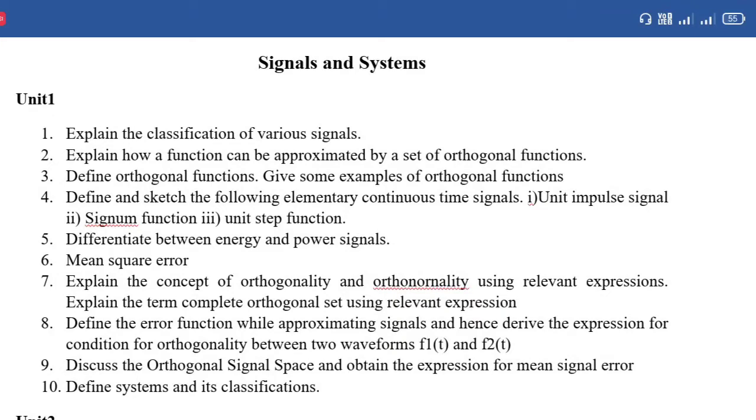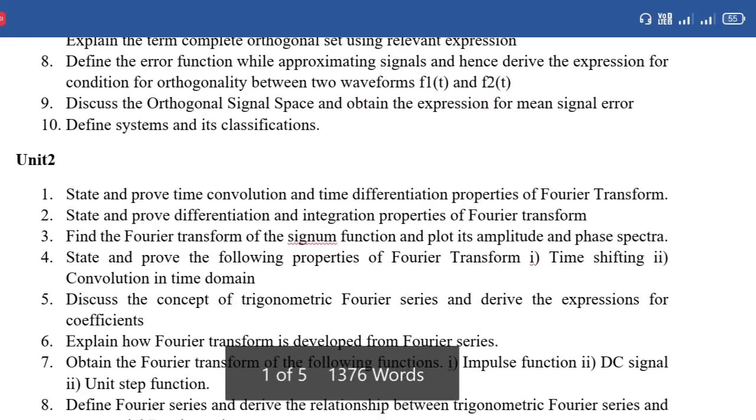Define the error function while approximating signals and hence derive the expression for the condition for orthogonality between two waveforms f1 of t and f2 of t. Discuss the orthogonal signal space and obtain the expression for mean square error. Define systems and its classification. Next, Unit 2.